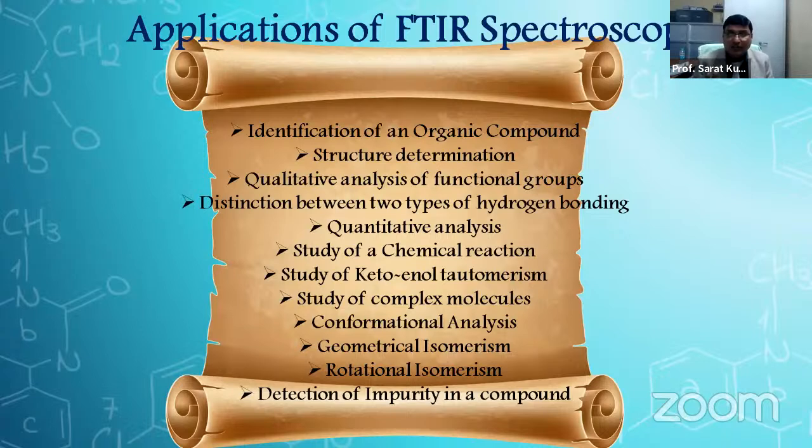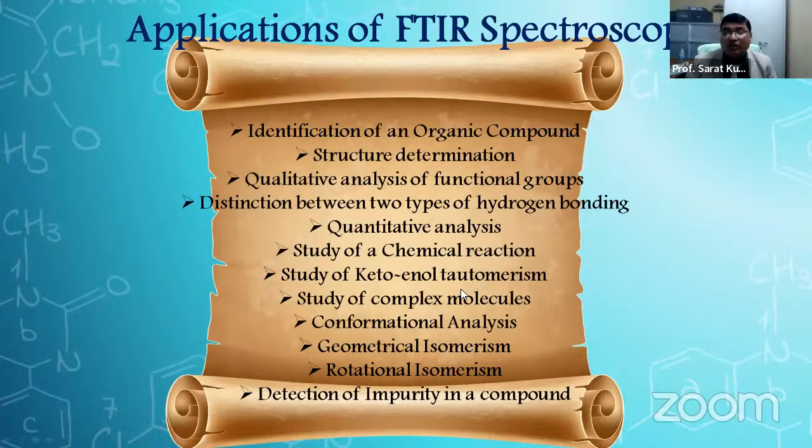C double bond O, you can get in the monomer. If you take the polymer, there is C double bond C, C single bond, C single bond, C double bond C in the monomer. Then that becomes C single bond C in the polymer. That is how you can identify whether the polymerization is done or not. That means the rate of reaction you can also know.